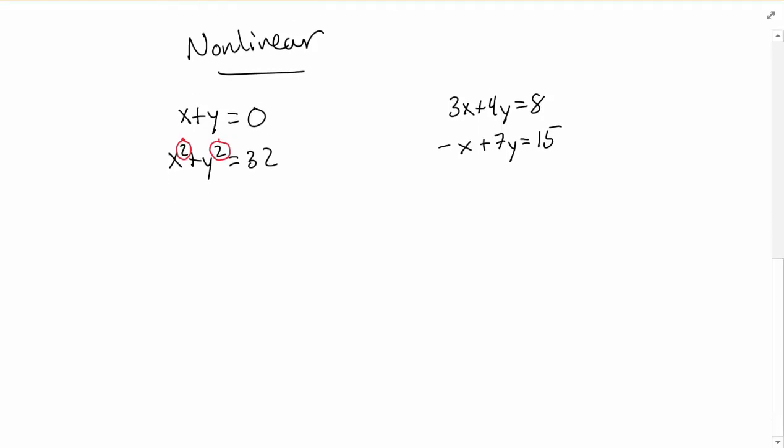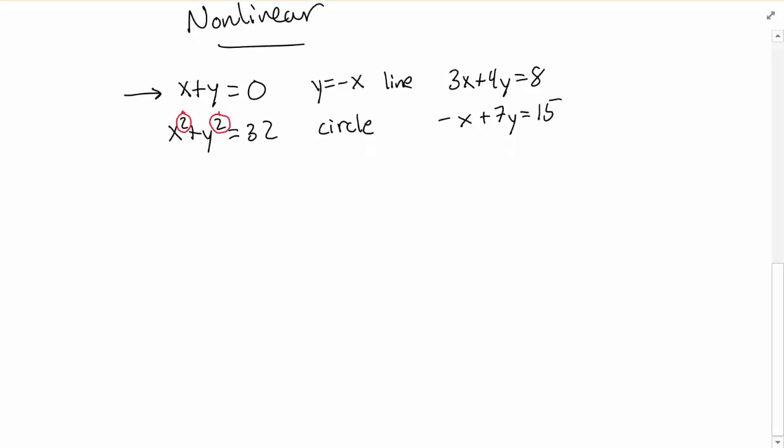We're going to look at a couple different types of them. This first one here, it's a little easier to tell if you solve for y, that would be y is equal to -x, that's a line. And this x squared plus y squared is equal to 32, that's a circle. So essentially what we're looking for is, well, where does this line intersect the circle? Because if they're intersecting, that means it's on the line and it's on the circle.